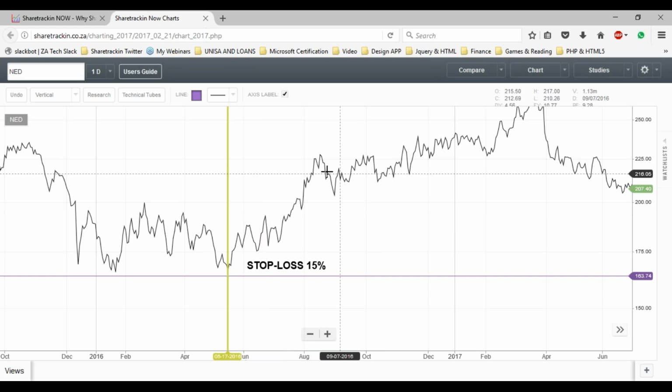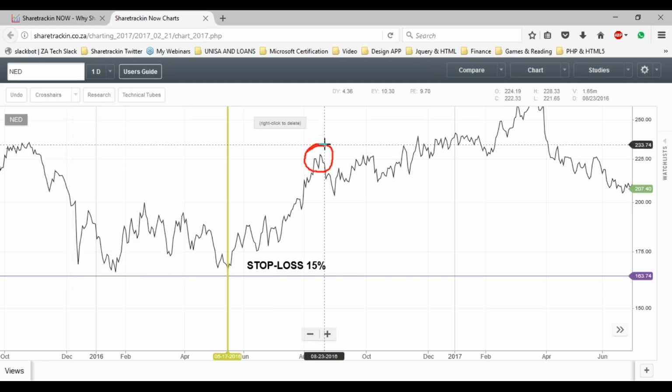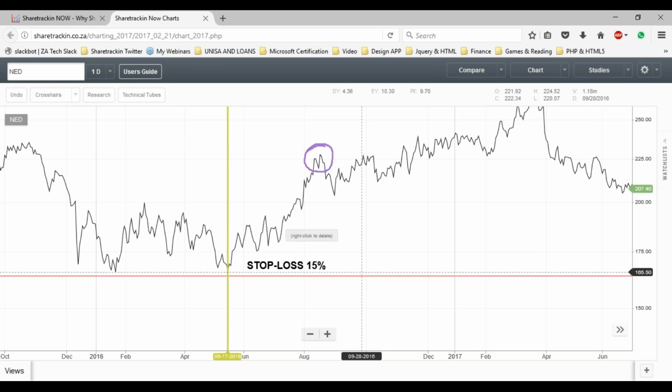So let's go through the whole exercise again. Now what we're going to focus on is this high over here. So we're going to recalculate from this point over here. That is now at 227.51. That was the closing price for that day, 227 Rand 51.